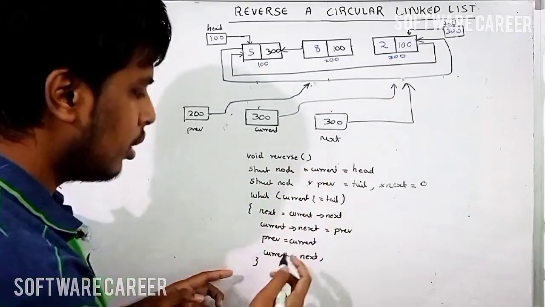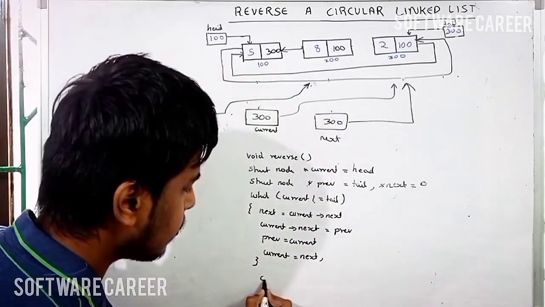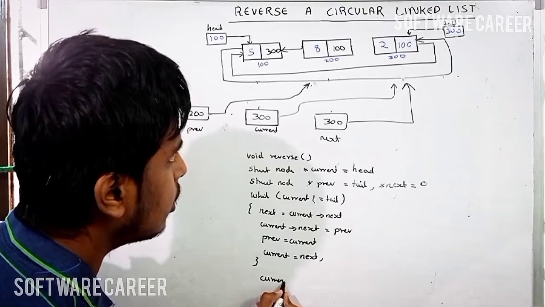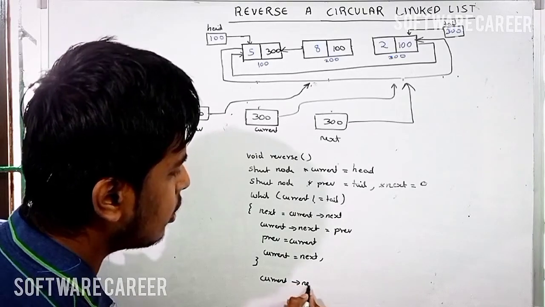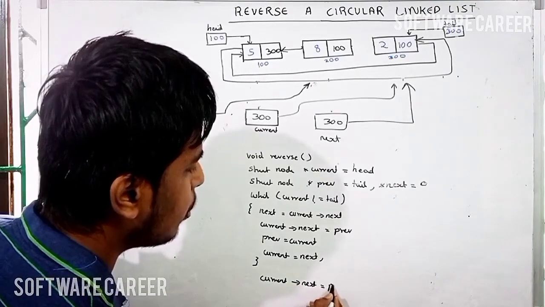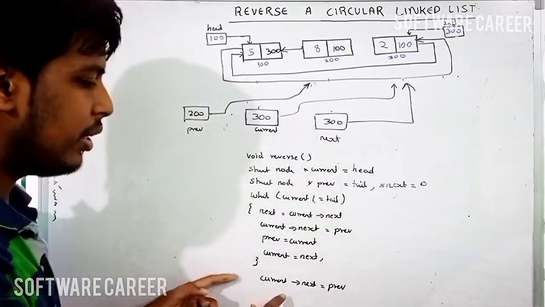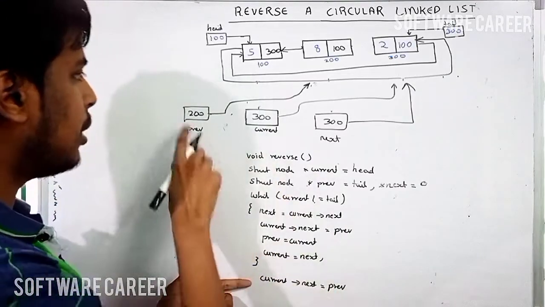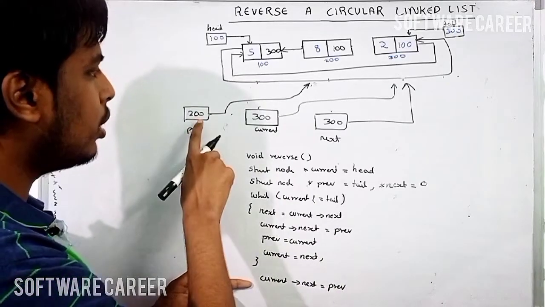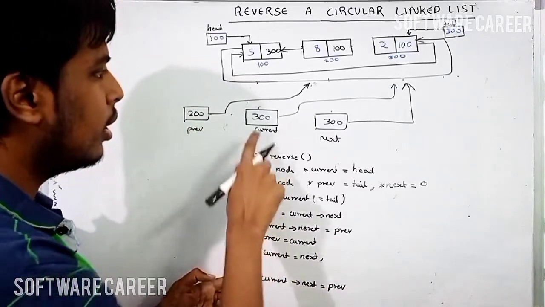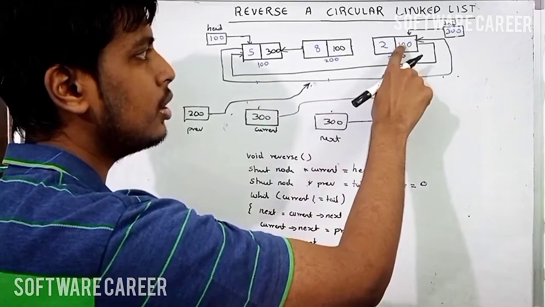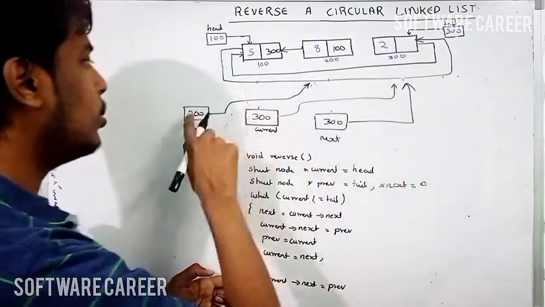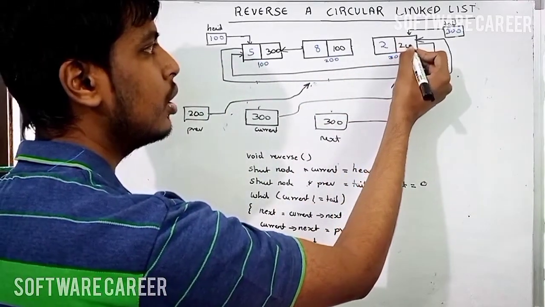So how to store? I am writing here: current next equals to previous. I am writing the step outside of this bracket. Now what is previous? Previous was 200. Now 200 is stored in current next. Current is 300. 300 next is this pointer. In this pointer I am storing the 200.